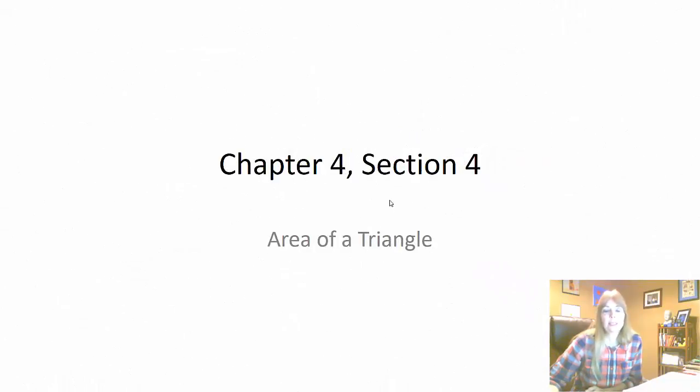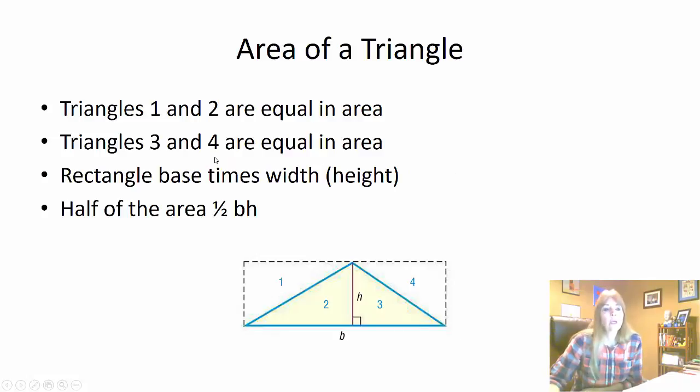This is the last section in chapter 4, area of a triangle. If I look at triangles 1 and 2, they certainly are equal in area, right? And so are triangles 3 and 4. Remember that we find the area, so I could take this whole rectangle and take the base times the height, and then I could cut half of the area to get my half base times height.